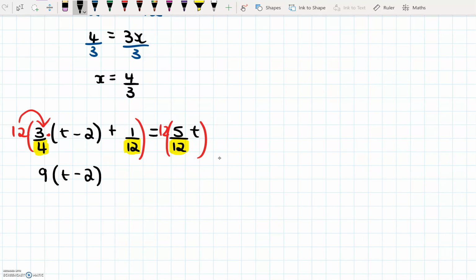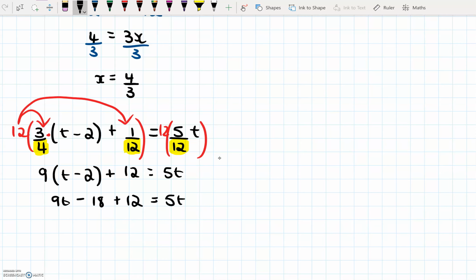9(t minus 2) plus 12 times 1/12, 12 divided by 12 is 1, is equal to 5t. Okay, much nicer, isn't it? So now we have 9t minus 18 plus 12 is equal to 5t. Okay, we're going to just simplify this. So 9t minus 6 equals 5t.